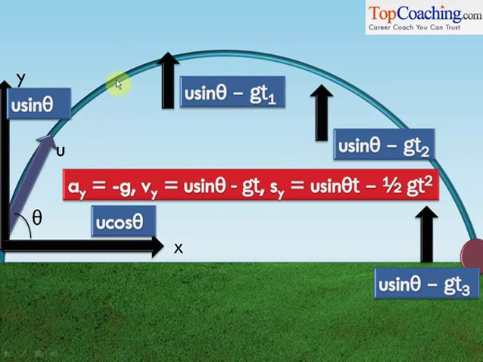At any instant t, if you want to find out the height of the projectile from the ground, then you can easily find it by applying this equation. U sine theta t minus half gt square is the height of the projectile at any instant. Understood? So this is very important.